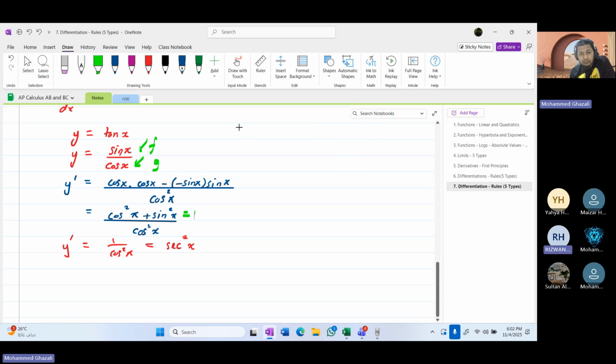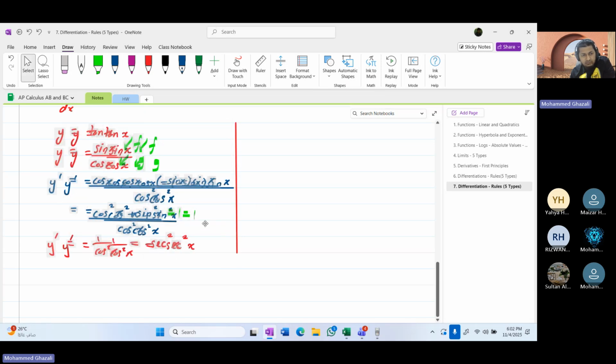Yeah, makes sense. Now, we found the derivative of tan x. Let's find the derivative of the other 3 ratios, okay?